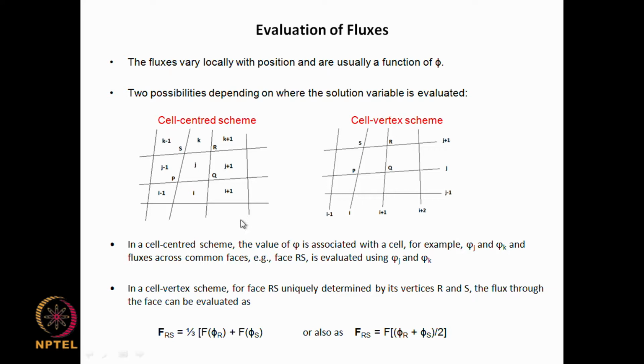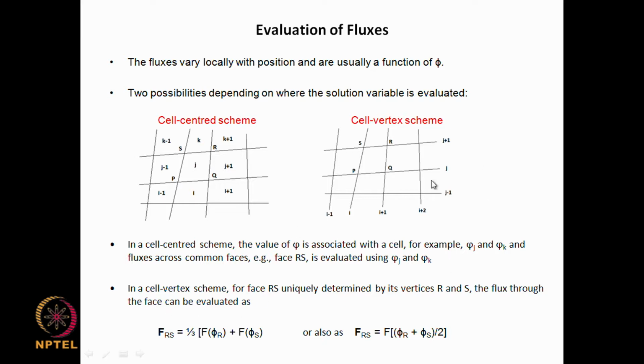So, in a cell centered scheme, the value of phi is associated with the cell, for example phi j and phi k here, and fluxes across common faces, for example RS is a common face for cell j and cell k. So, the flux through this is evaluated using phi j and phi k, which are the cell values on the two adjacent sides of this.